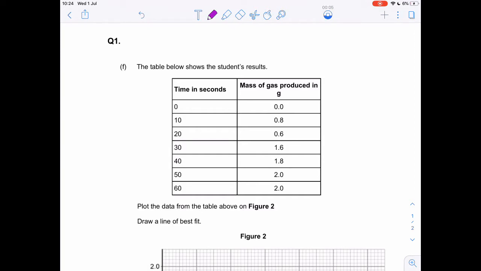Hi, and in today's video we are going to be looking at drawing graphs, and specifically those kind of graph questions you get in science. We're looking at a chemistry example here. So this is what you would be given in a test.